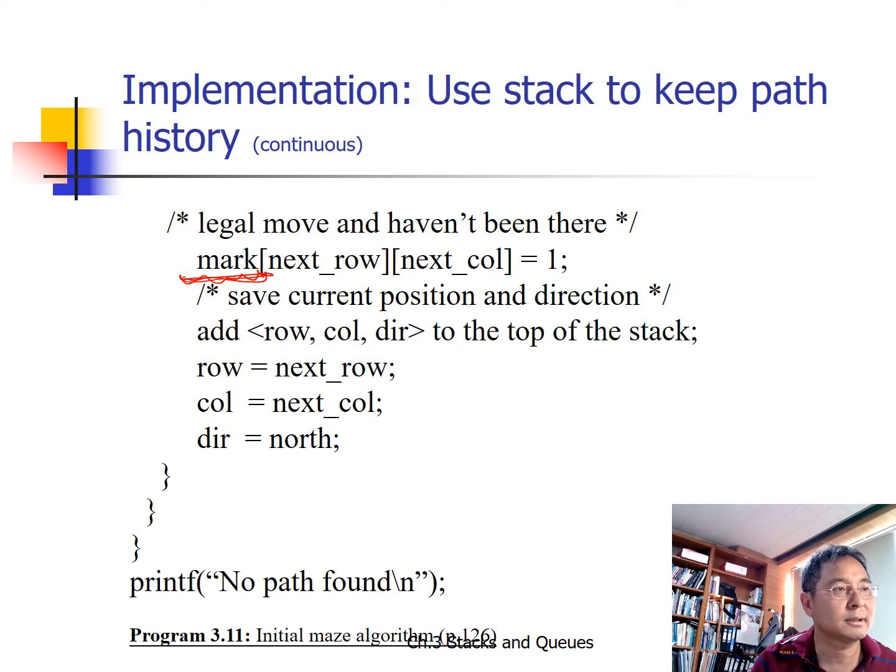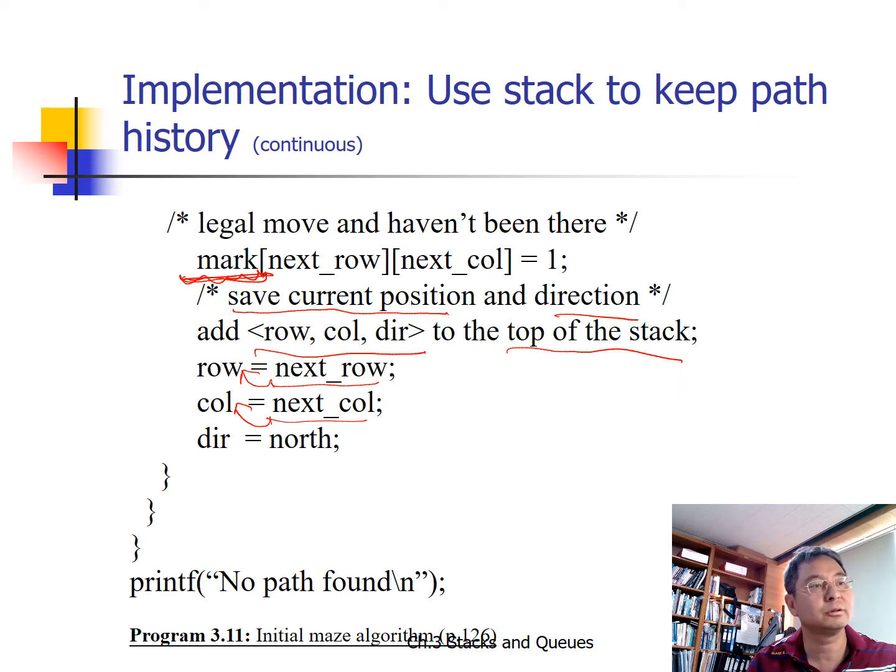And if it is successful, we will save the current position and the direction to the top of the stack. Okay, so add a row, column, and direction element to the top of the stack. Also, we will calculate the next row and next column as current. So this row and column means that it has moved to the next row. Okay, so next row was calculated as we defined earlier.